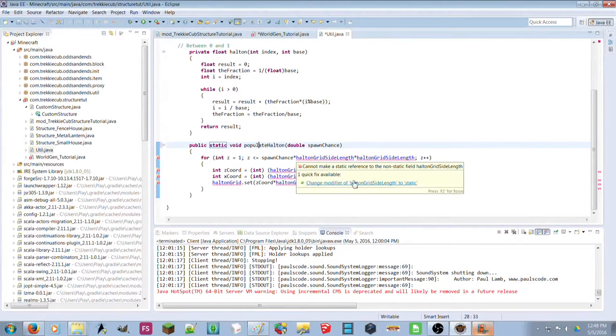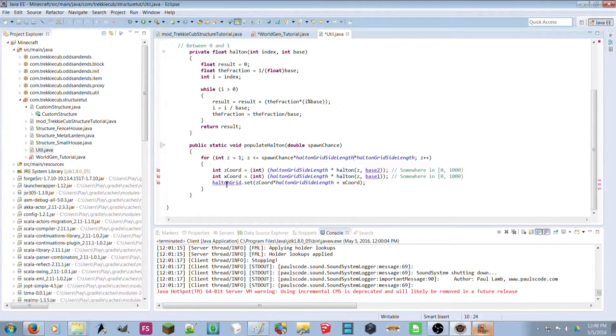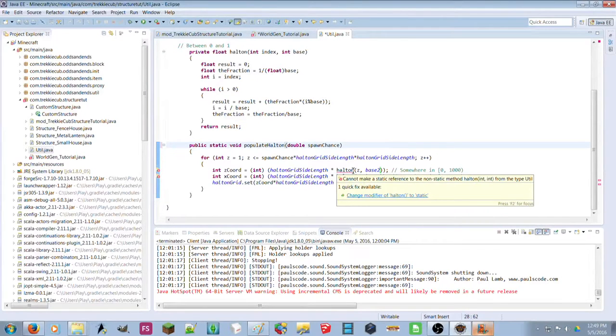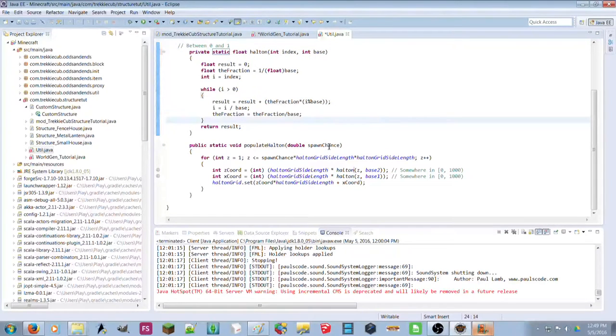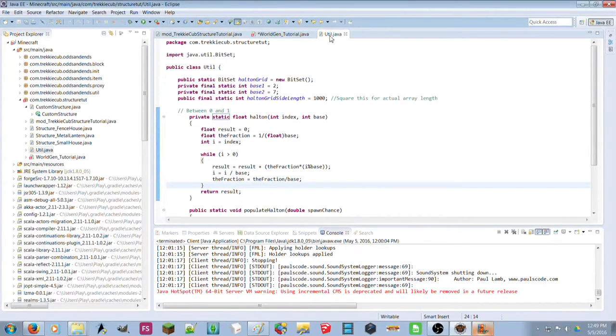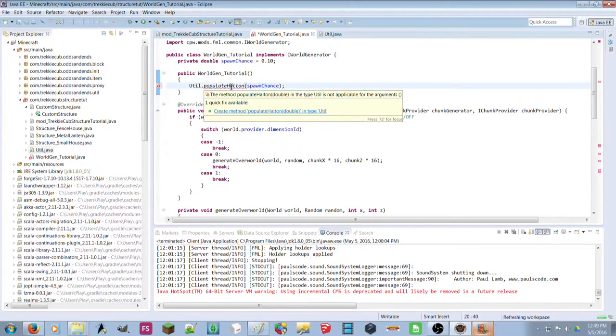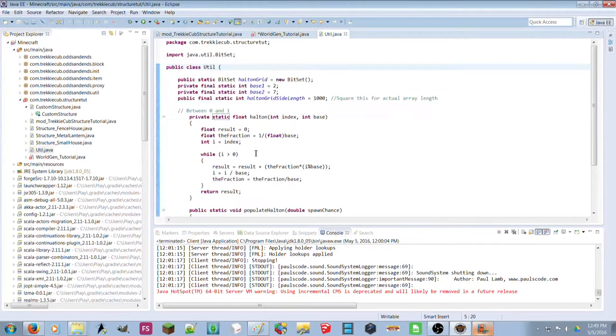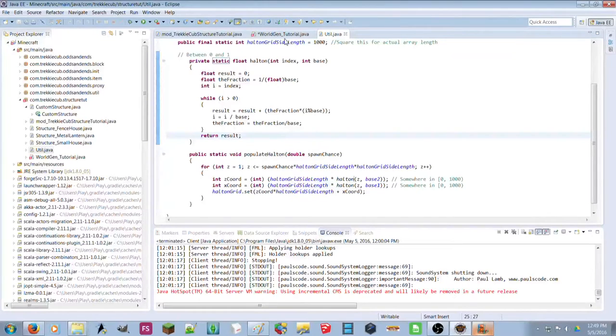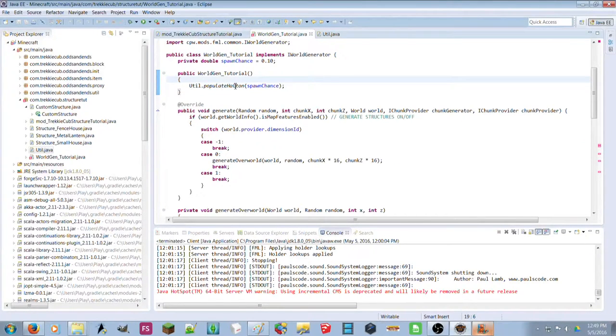Now we've got a bunch of errors, and we're going to change Halton grid to static. Halton grid to static. Base 1 to static. Base 2 to static. Yeah. And I think what these do is they make sure there's only going to be one version of that function available, no matter how many times. The utility class really shouldn't be instantiated. Okay. So that error is now gone.